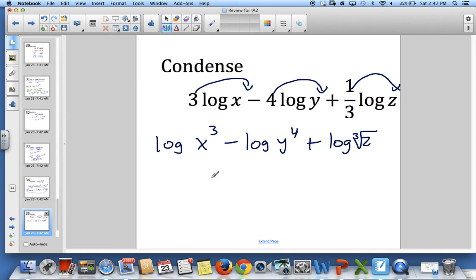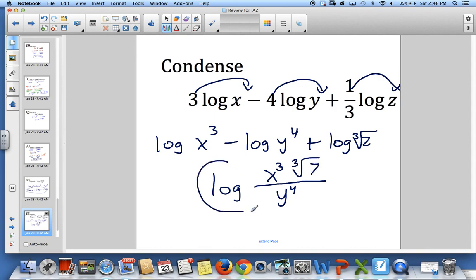And then the last step is to make the single logarithm. There's no base, so the base is 10, so I leave it there. Anything with a positive number in front goes up top, negative number goes in the bottom. So this is a positive, so that's going to be x to the 3rd. This is a negative, so it goes on the bottom, y to the 4th. And this is a positive, cube root of z. So that's the final answer to the last problem.